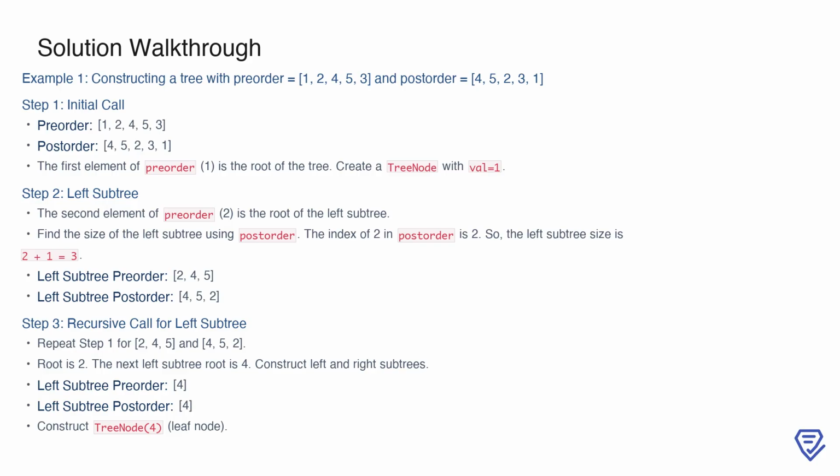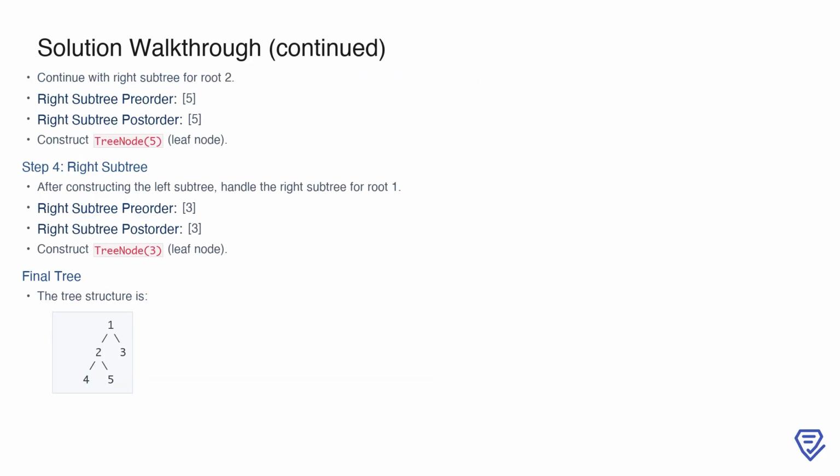For the left subtree of 2, the root is 4, and since there are no more elements for further subdivisions, we create a tree node with value 4, making it a leaf node. After constructing the left child of 2, we move on to its right subtree. The preorder and postorder lists for this subtree are 5 and 5, respectively. Since 5 is the only element, we create a tree node with value 5. This completes the construction of the left subtree of the root, where 2 is the parent with children 4 and 5.